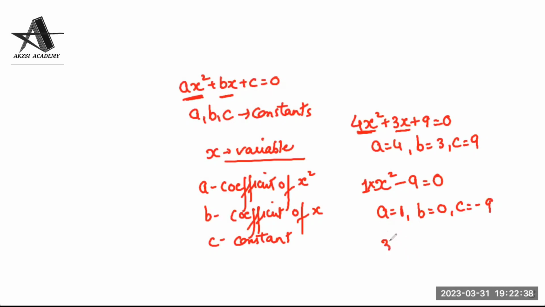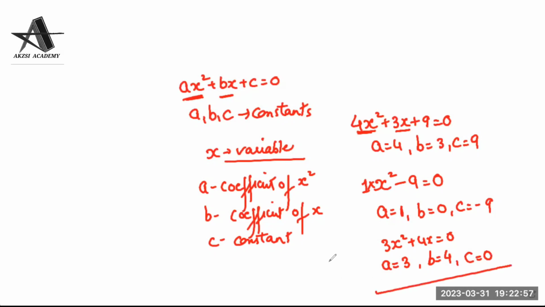Or if it's 3x squared plus 4x equals 0, again on comparing, I'll find a equals 3 because a is the number with x squared. b is the number with x, which is 4. And there's no constant right here, so apart from 0, c is 0. So this is how we can compare.